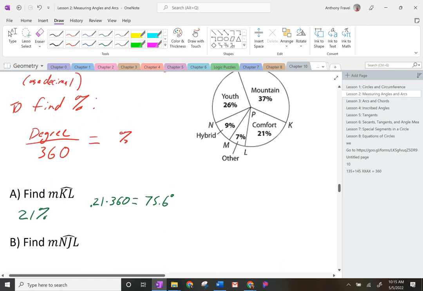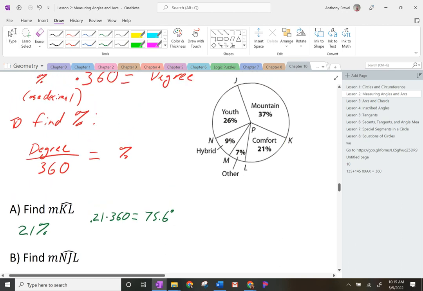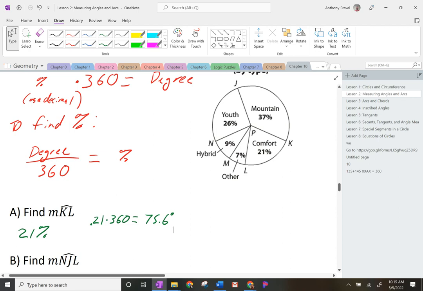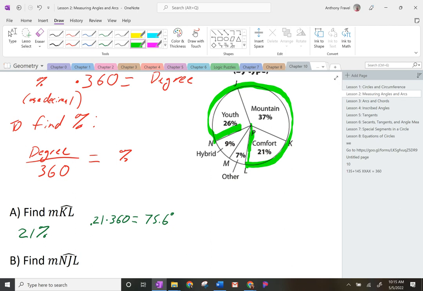Okay, this one says I want to find NJL. Remember, it has to go in order, and I can't go back over itself, so I go from N to J to L. I want to know that whole entire thing, that major arc that goes all the way around. So first thing I need to do is figure out what percentage of the circle it is. Thoughts? How do I find that?